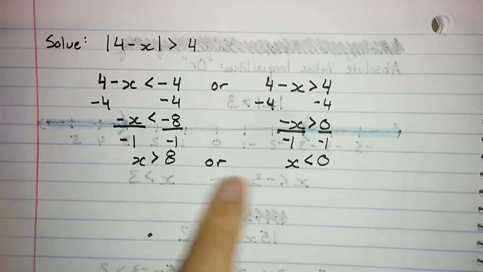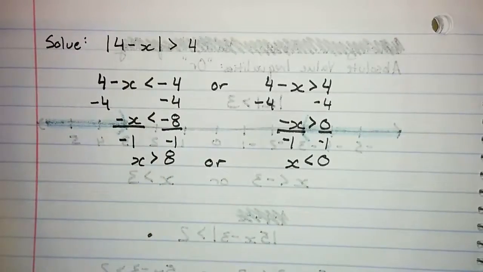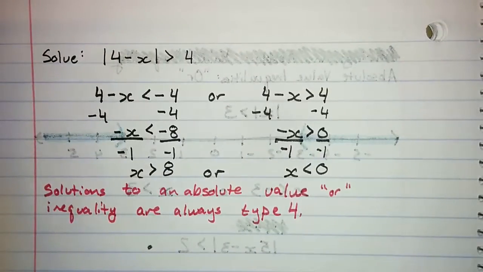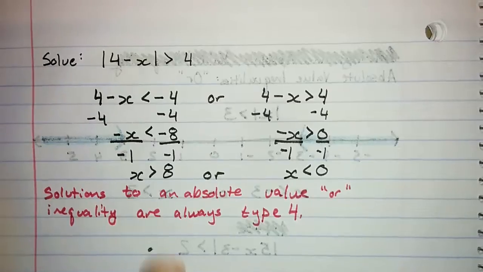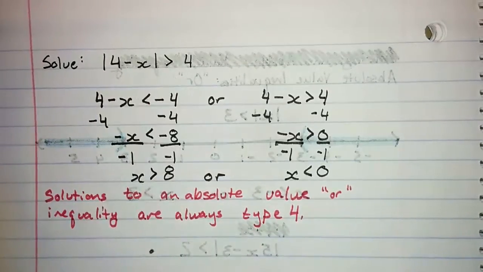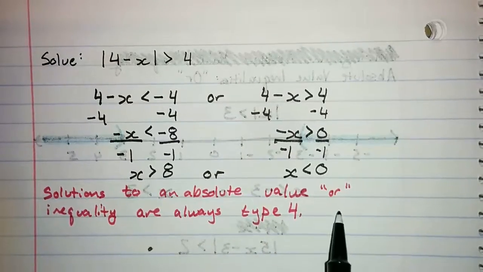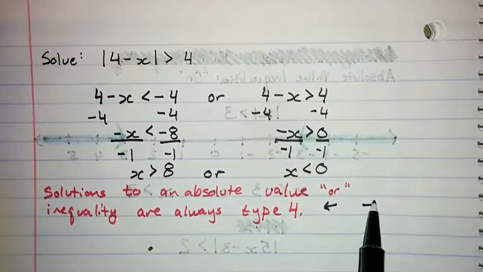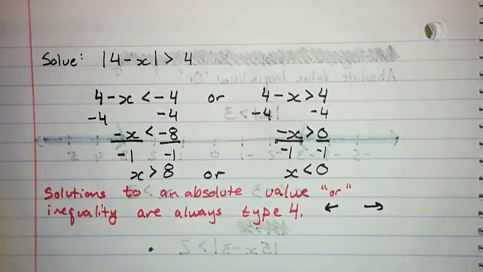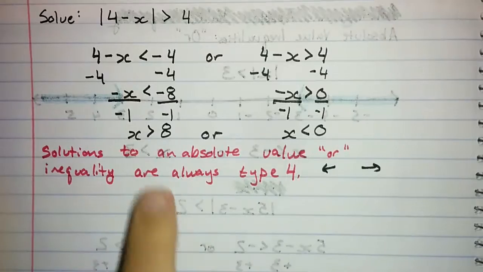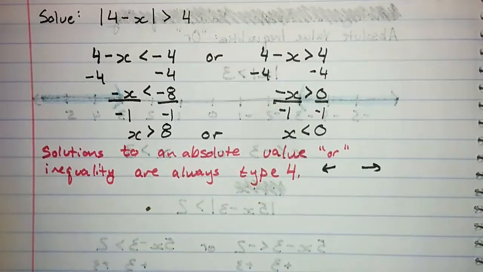Now, these or inequalities that we get from solving an absolute value, they're actually kind of nice. The solutions to an absolute value inequality, as long as the absolute value is greater than a positive number, will always be type 4. So the one where the picture was 2 arrows with a gap in between. We'll never be able to simplify the compound inequality we get for a solution.